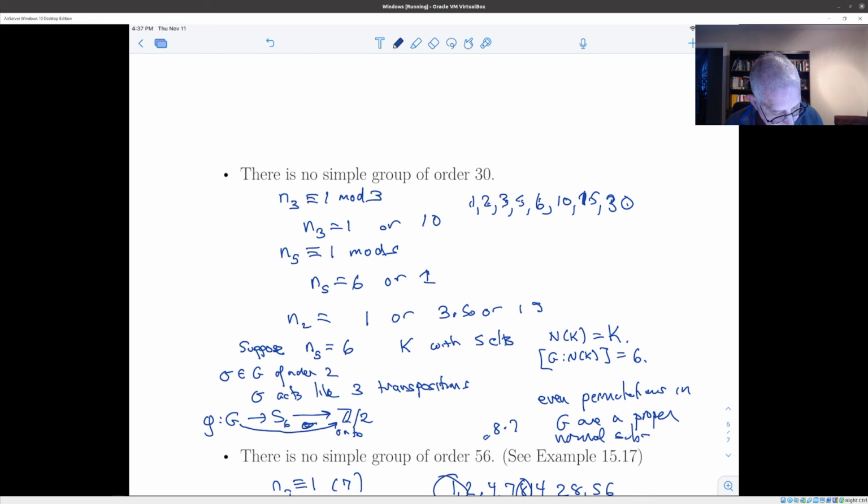And so by all of this, we have ruled out the existence of a simple group of any order up to 59. And when you get to 60, you reach the alternating group on 5 elements, and that does turn out to be a simple group.